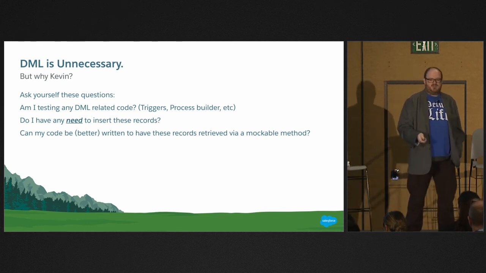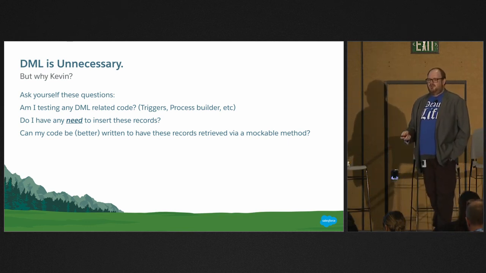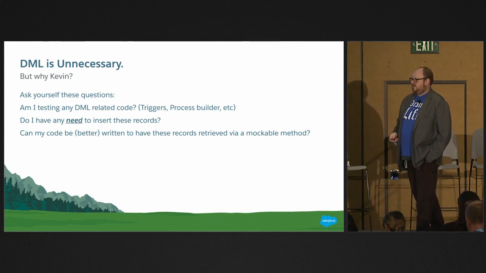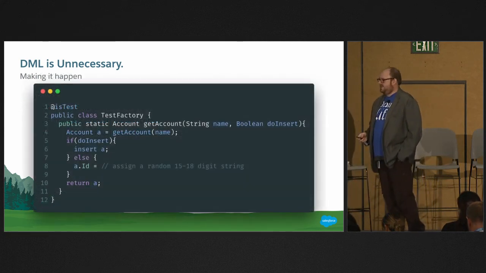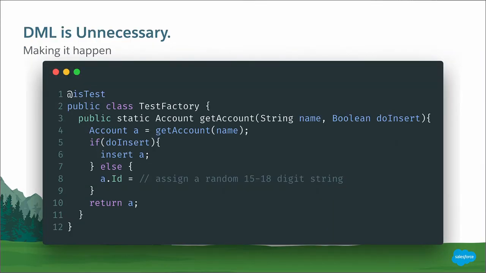Do you need to insert these records? And you may not know, but how do you know if you need to insert those records? Well, you can start using the Chaos Monkey approach. The Chaos Monkey approach is a Netflix thing they started doing a few years back. And what they do is they started just randomly breaking things in their tests and seeing what that did.